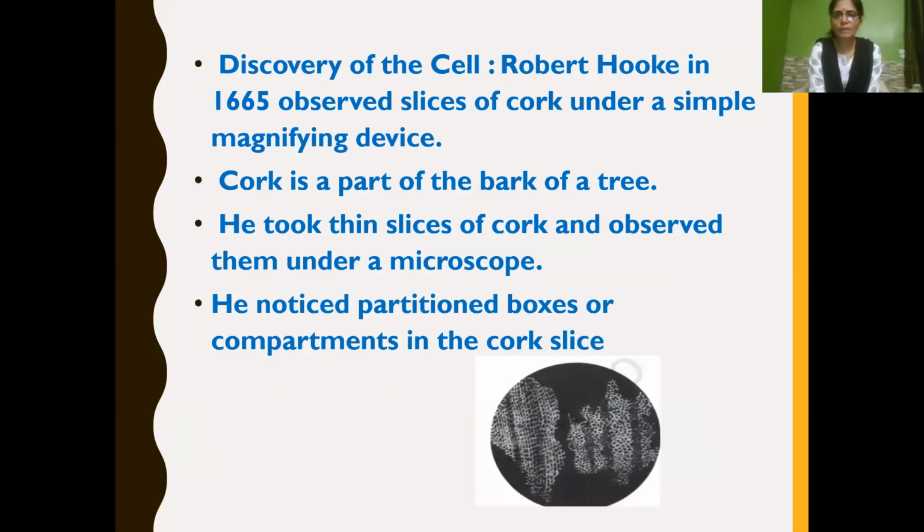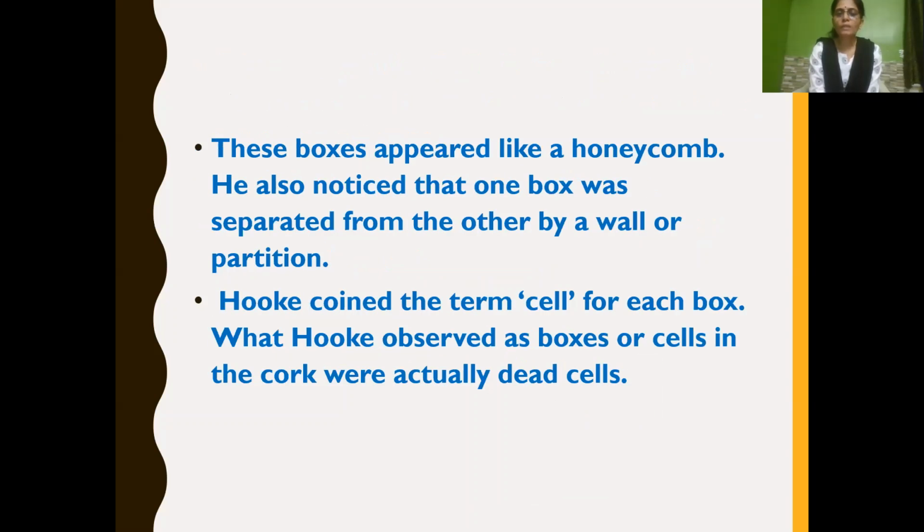Then we have learnt about the discovery of the cell. Scientist Robert Hooke, in the year 1665, discovered the cell by observing slices of cork, that is the bark of a tree, under a simple magnifying device. He took thin slices of cork and observed them under his own microscope. What he noticed were partitioned boxes or room-like compartments in the cork slice. These boxes appeared like a honeycomb.